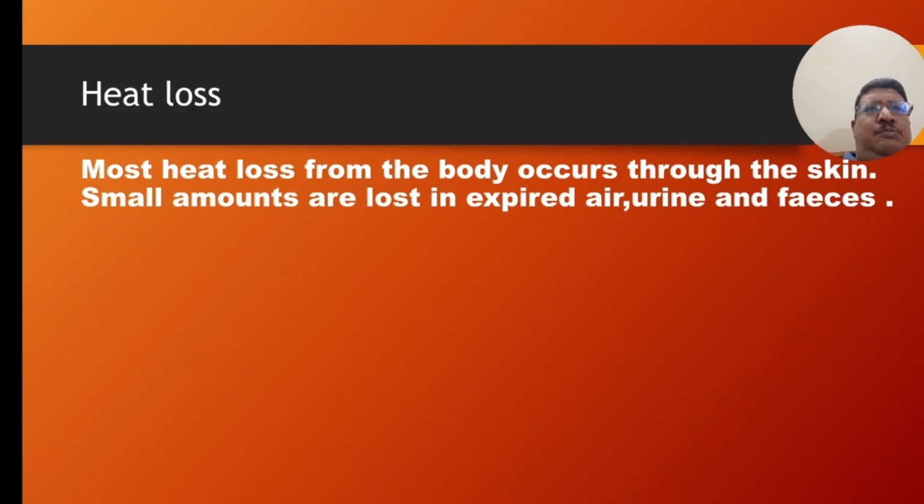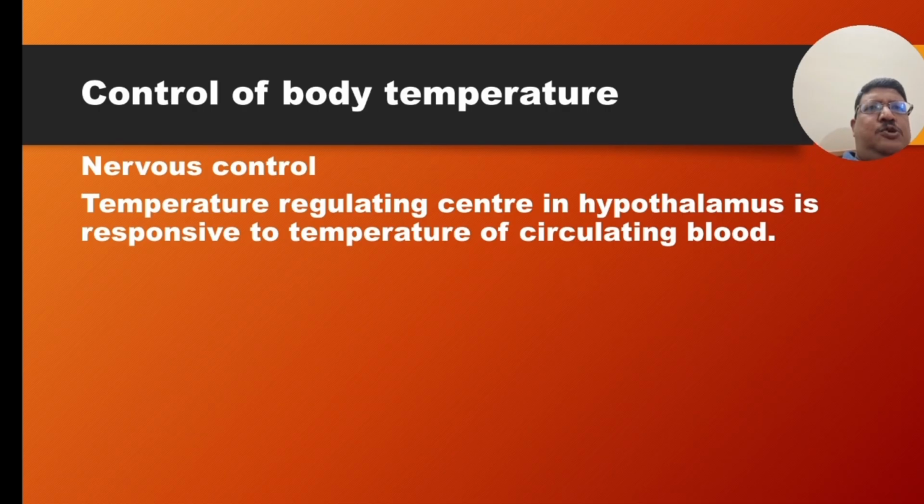Heat loss. Most heat loss from the body occurs through the skin. Small amounts are lost in expired air, urine, and feces. Control of body temperature. Nervous control. The temperature regulation center in the hypothalamus is responsive to the temperature of circulating blood.